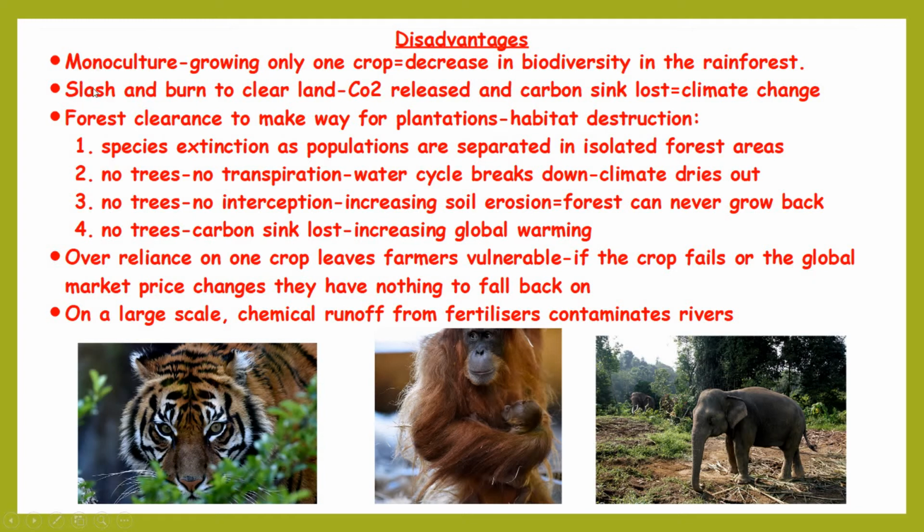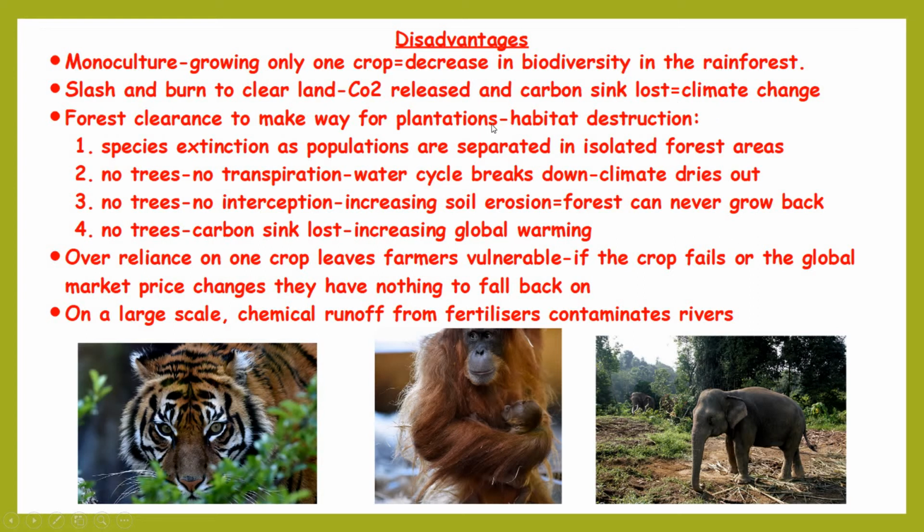To clear the area to grow palm oil, farmers usually use the slash and burn technique. And as we know, not only does that destroy the carbon sink, so there's no plants to absorb CO2 from the atmosphere, but it also releases all the CO2 that was stored in the rainforest when it's cut down and burned. And those two things obviously are going to contribute massively to climate change.